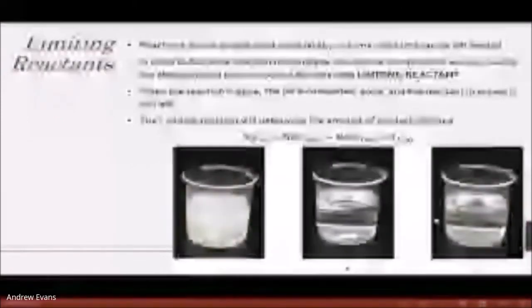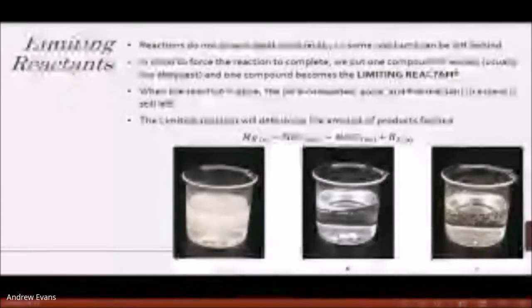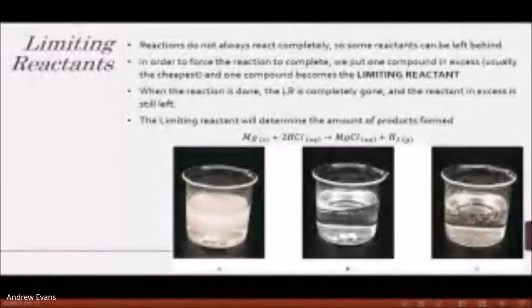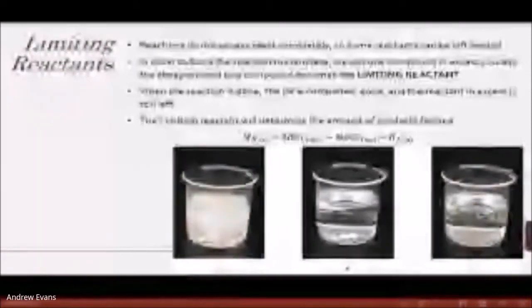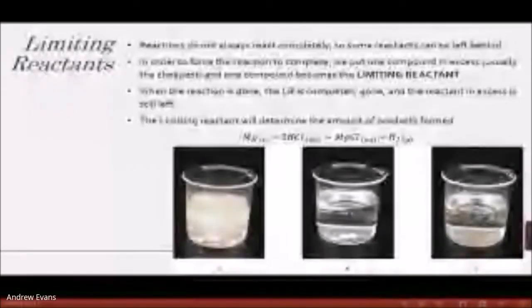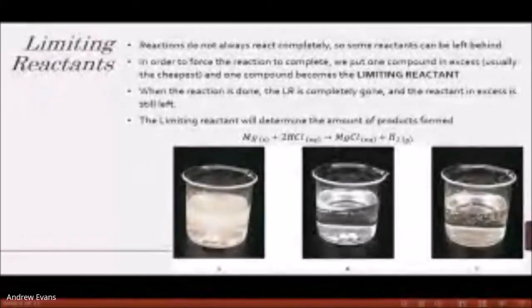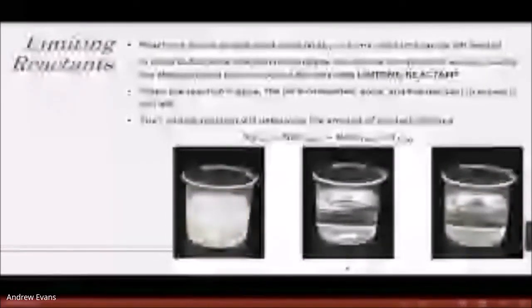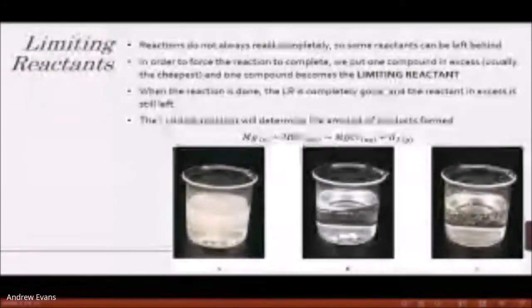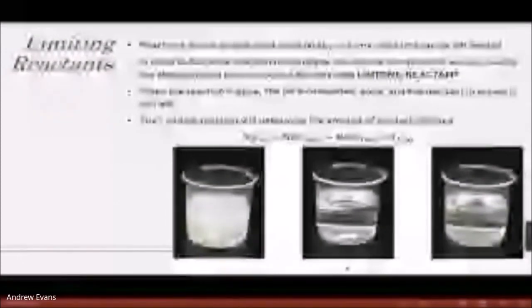In situation C here, it looks like all the magnesium was consumed. While we can't directly tell how much acid is left because it's a colorless solution, the fact that there is no magnesium left undissolved suggests that magnesium was the limiting reagent. Now, you could have a situation where they both get fully consumed, but more often than not, one will be consumed and the other will be remaining.